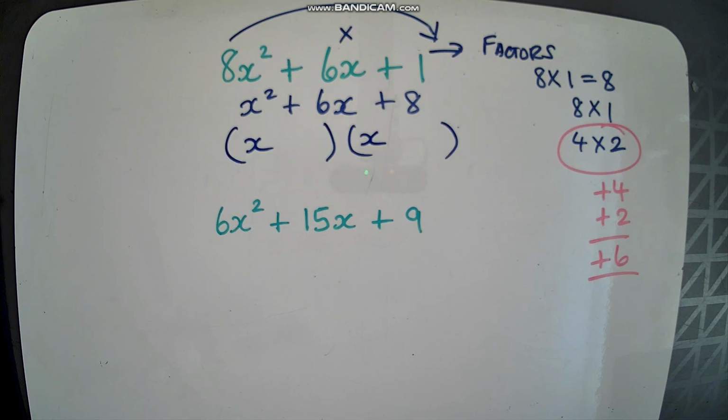x times x is x squared. So, the first thing in both brackets will be x. Then take your numbers, plus 4, plus 2, and place them in the brackets. If you FOIL all of that out, you will get x squared plus 6x plus 8. If you were to FOIL out x plus 4 times x plus 2, you would get x squared plus 6x plus 8.